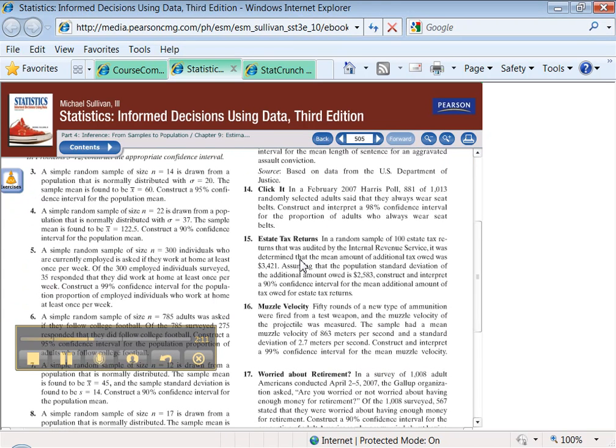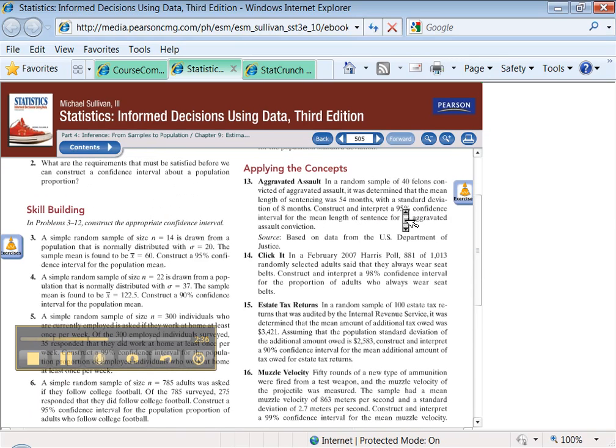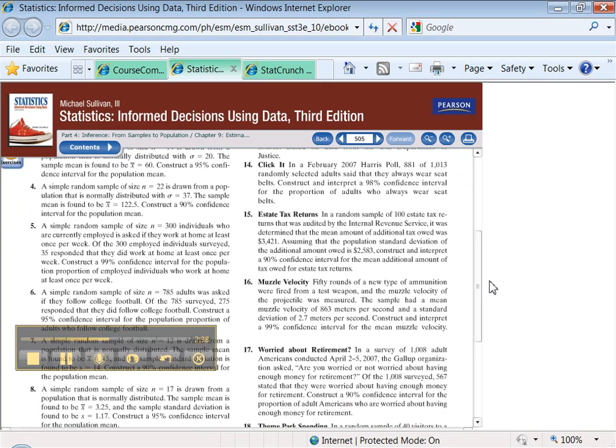Let me move down to 9.5 number 15. Construct and interpret a 90% confidence interval for the mean additional amount of state tax returns. But look at this problem. Population standard deviation is, this is sigma. They're giving you sigma right here. So this is a z interval for the mean. This is like a 9.1 problem. So number 13 was a 9.2 problem. Number 15 is a 9.1 problem, because sigma is known.